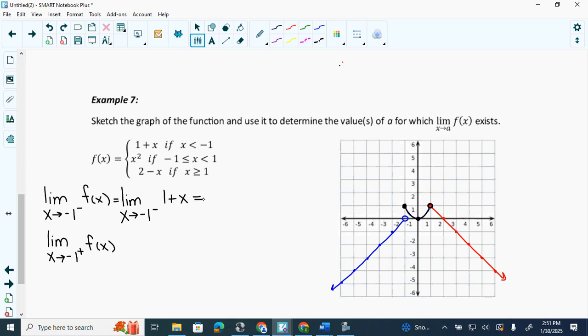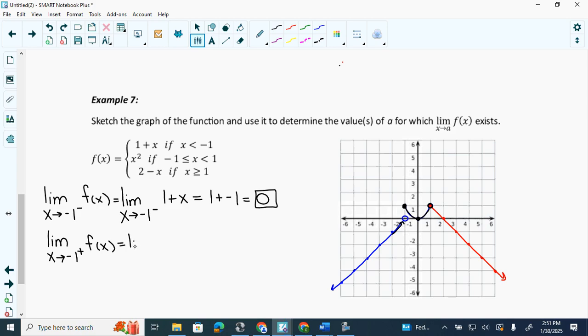And then my next step is to fill in the -1. When I fill in the -1, the limit word goes away. Right? That's the point. Substitute in, it goes away. So I get 1 plus -1, which is 0. So from the left, it went to 0. Look, from the left, it went to 0. Same thing, right? Now we're going to do the one from the right.